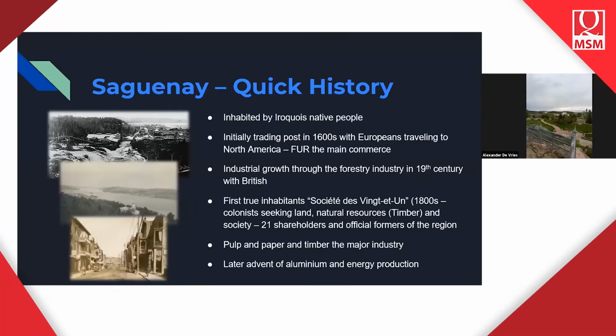Then, as you can see, the Société des 21 was a group of colonists who came here. They were looking for land and natural resources again. They really created what is now the region, with Saguenay, the main town here, and La Baie and Jonquière. Those are the three towns that make up the region. The main industries now are still paper and timber, which is very big here. Aluminium as well. Because we have so much water here, there are 3 hydroelectric dams in the region. So we actually produce electricity, which is used across Canada and in North America as well.